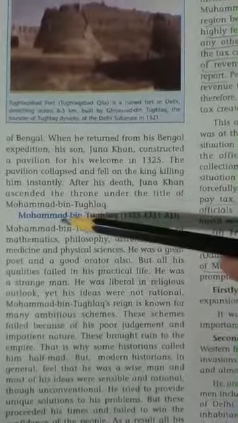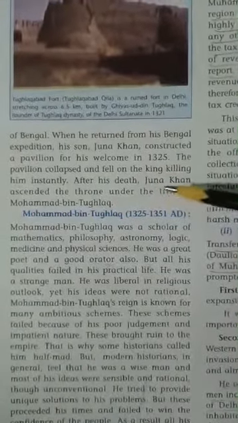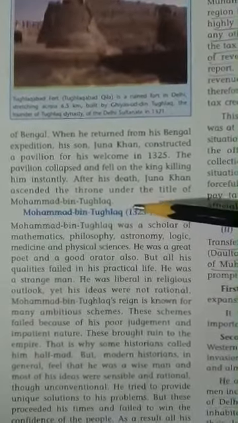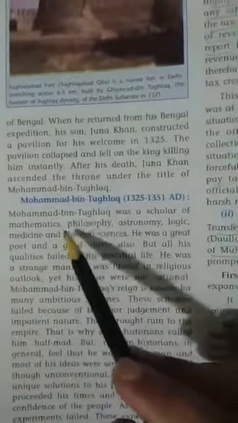After his death, Juna Khan ascended the throne under the title of Mohammed bin Tughlaq. So after Ghiyasuddin Tughlaq's death, his son Juna Khan ascended the throne and took the title Mohammed bin Tughlaq. So then we will study Mohammed bin Tughlaq.